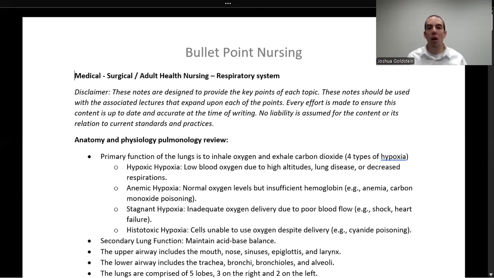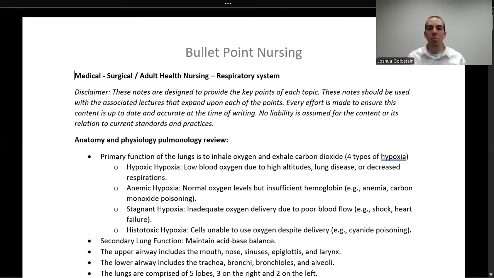Anemic hypoxia is you are getting enough oxygen, but you're anemic, so your ability to carry that oxygen to the cells is affected. Next is stagnant hypoxia. Again, you're getting enough oxygen and you're not anemic, but the blood's not flowing well. If, let's say, you're in shock or heart failure, and the blood's not flowing, then the oxygen's not getting delivered to the cell. And finally, the fourth one is histotoxic hypoxia. This is where the cells are unable to use the oxygen despite delivery, such as with cyanide poisoning.